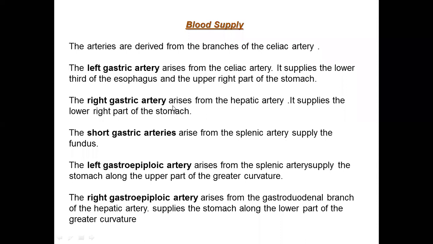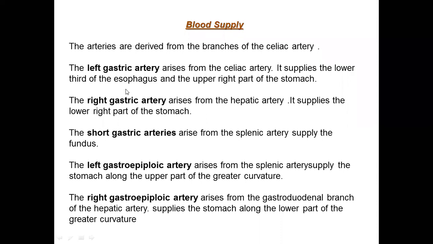But the right gastric artery arises from the hepatic artery, and it supplies the lower right part of the stomach. So you need to understand the difference: the right gastric artery arises from the hepatic artery and supplies the lower right part of the stomach, while the left gastric artery supplies the upper right part of the stomach.